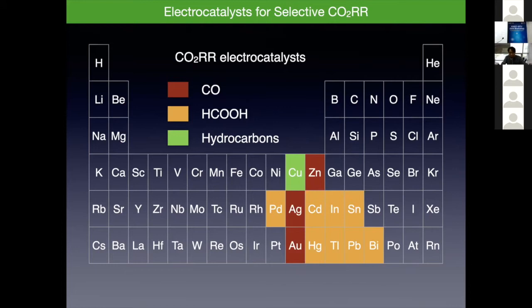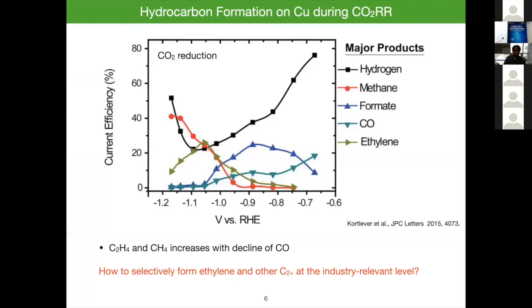Indium, tin, and bismuth, as well as palladium, are known to dominantly produce formate, and copper is the only material that produces hydrocarbons, including methane, ethylene, and ethanol. So this shows that the electrochemical reaction on copper is very complicated. This shows the electrochemical data on copper foil.